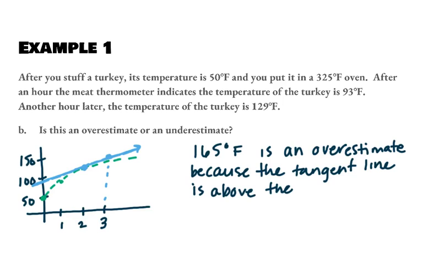Okay, and this is always going to be the case whenever we have a function that is concave down. So that's another thing you can say instead as an explanation, is you can just say, since it's concave down, we know it's going to be an overestimate based on our model.